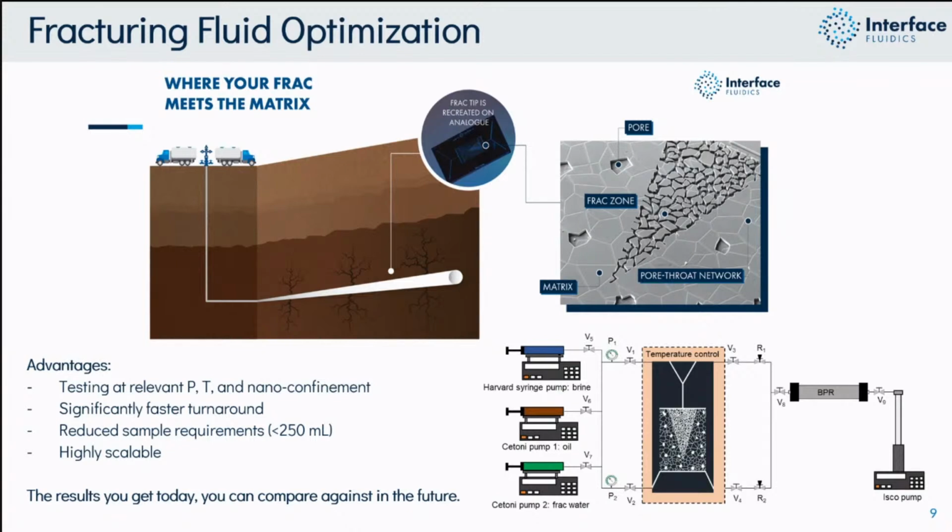So advantages are clear. We can test these experiments at relevant pressure, temperature, and true nano confinement. It's much faster. Each test typically takes a day, and we use a very small volume of fluid, under 200 cc for a big test matrix, and it's highly scalable. And the interesting part here is that the results that you get today, you can compare against in the future.